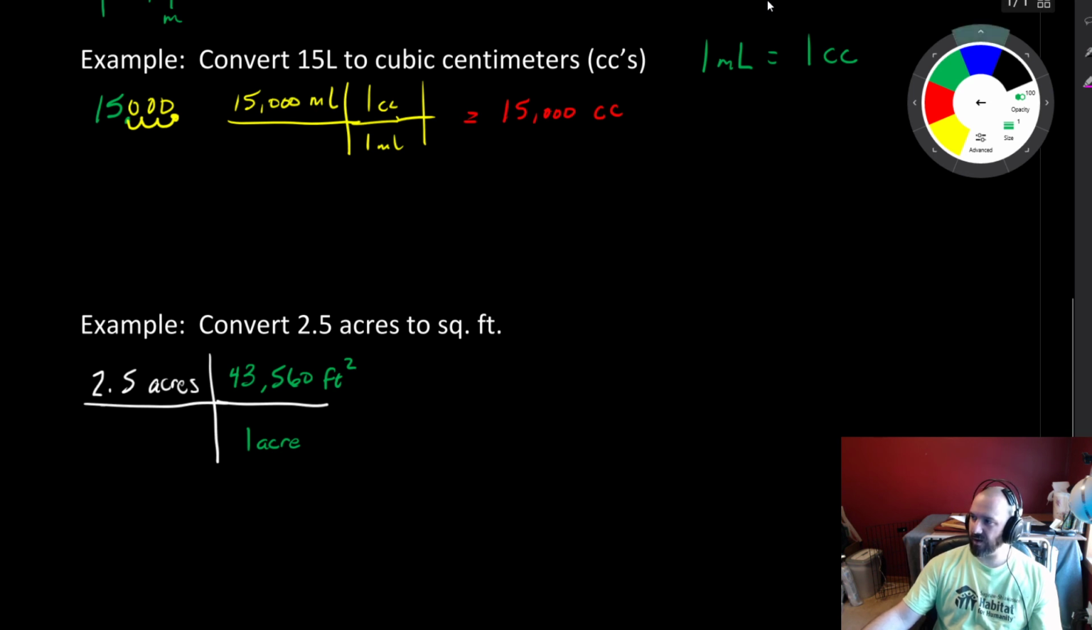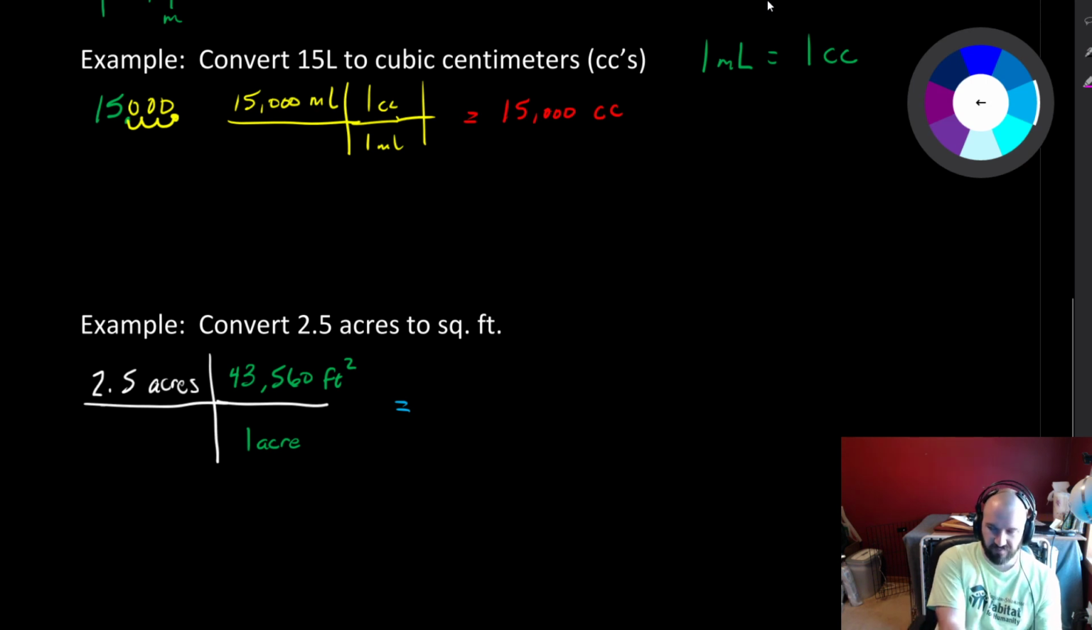So, I go ahead, I multiply through. That's going to give me 2.5 times 43,560. 108,900 square feet. Now, you might think, oh, well, why would you ever do that? And yet, if you go into a very large building, like a Walmart, or where I am in Myers, or Piggly Wiggly if you're down south, that sort of thing, and you ask about the size of the building, they're very likely going to give you that size in square footage.